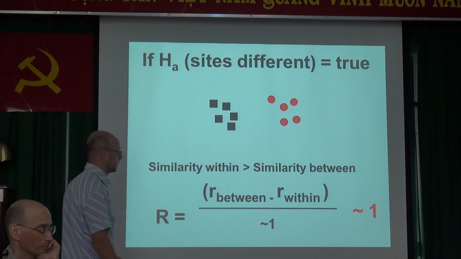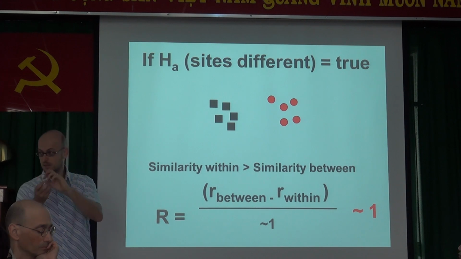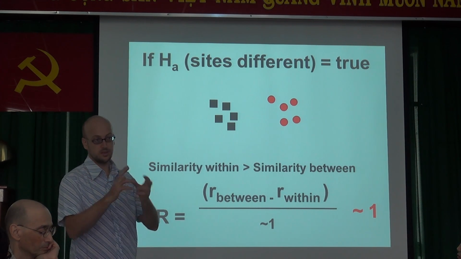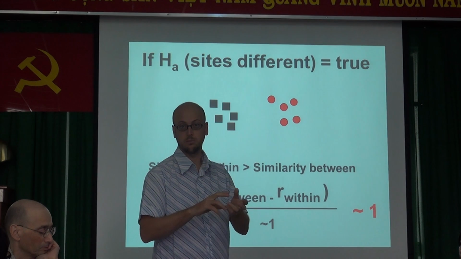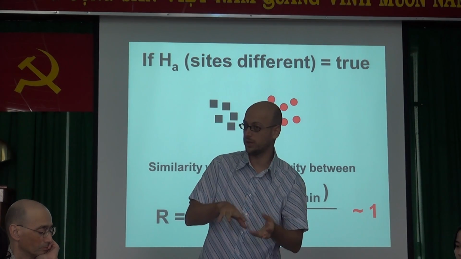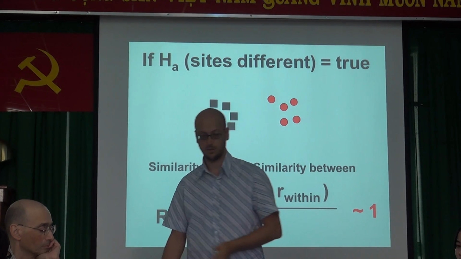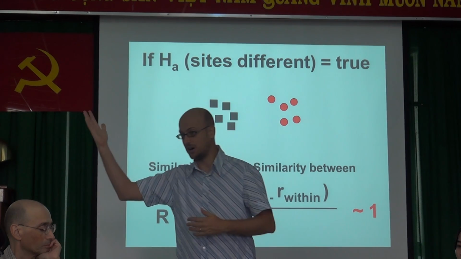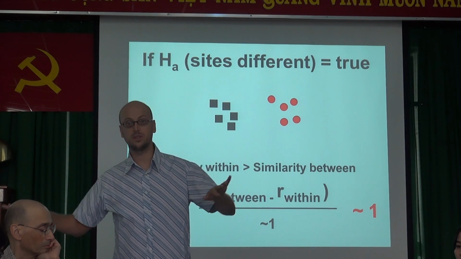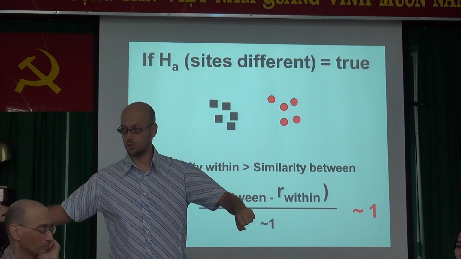And if there is a little bit of distance, it will be somewhere between 0 and 1. 0.1, 0.3, 0.6. The higher they are, the more the groups are separated.